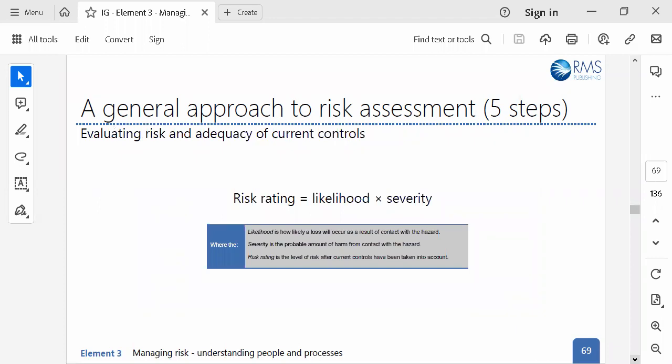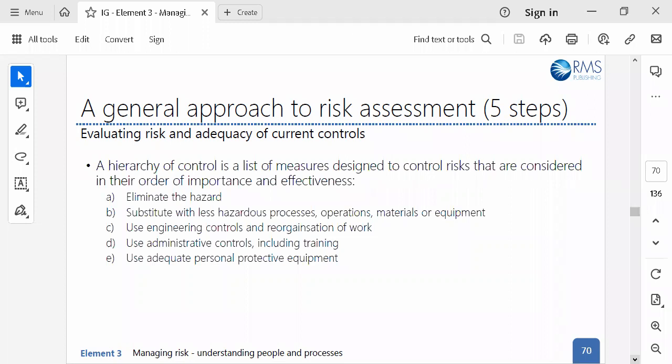Evaluating risk and adequacy of current controls. The formula for risk assessment: risk rating equals likelihood into severity, where likelihood is how likely a loss will occur as a result of contact with hazards. Severity is the probable amount of harm from contact with hazards. The risk rating is the level of risk after current controls have been taken into account. Okay? So evaluating risk and adequacy of control, a hierarchy of controls is a list of measures designed to control risk that is considered in their order of importance and effectiveness. So this is a hierarchy of control, which we will use to control the risk which we calculated. And for calculation, we have the formula that is risk equals likelihood into severity.